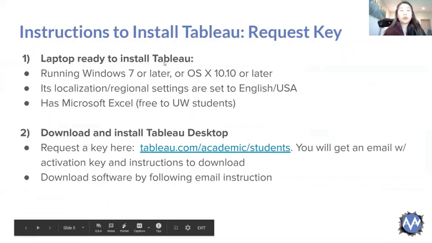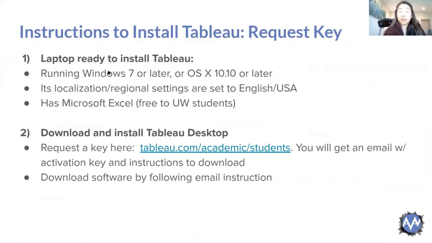In order to do that, you want to make sure your laptop or machine is running the latest version of Windows or the Mac version. Also, make sure that you have Microsoft Excel to be able to import your data, which is free to all UW students. Then next, you want to download and install Tableau Desktop. In order to do that, you want to click this link and you will get an email with an activation key and instructions to download.